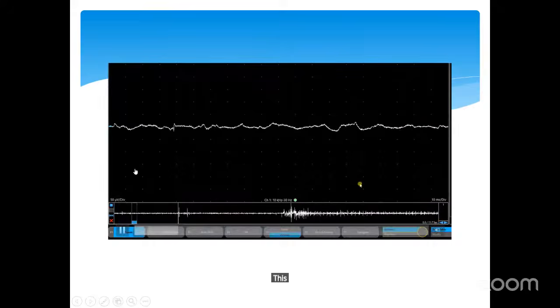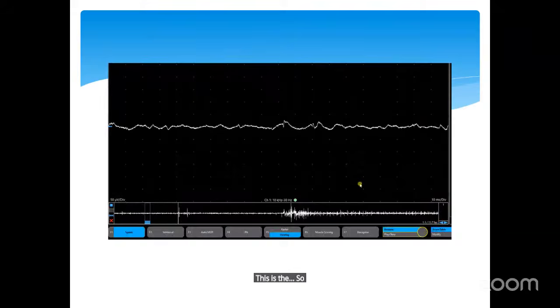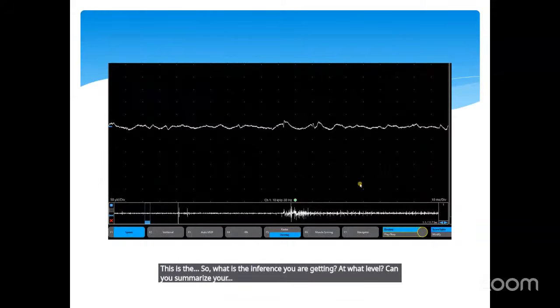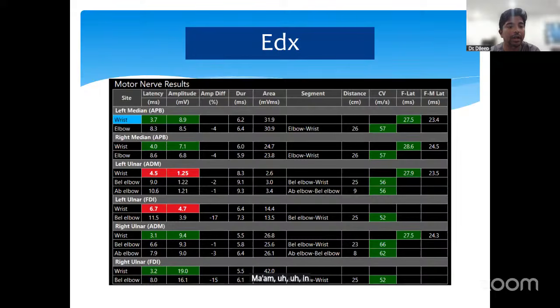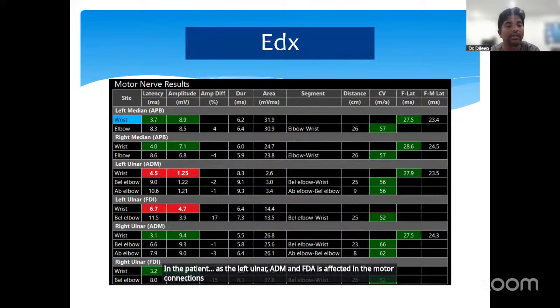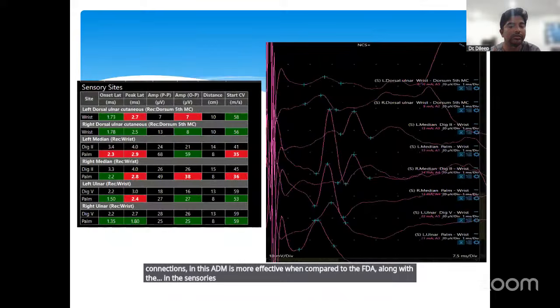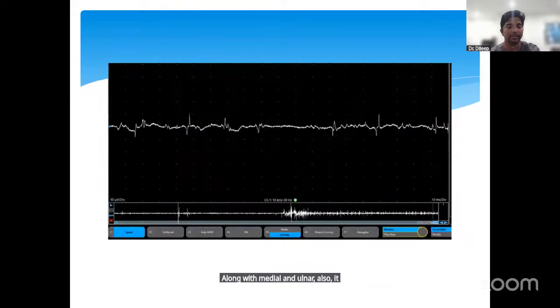So what is the inference you are getting? At what level? Can you summarize your conductions in this patient? What are you thinking about this patient? Ma'am, in the patient, as the left ulnar ADM and FDI are affected in the motor conductions, the ADM is more affected when compared to the FDI. In the sensories, there are no significant changes, ma'am. When comparing the right and left, both are in the normal range, like the left ulnar and right dorsal ulnar cutaneous. Along with median and ulnar also, it was a normal range.